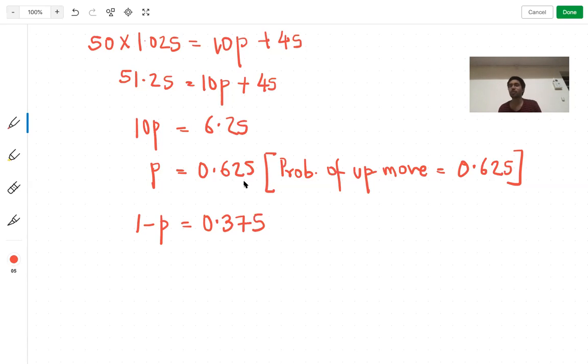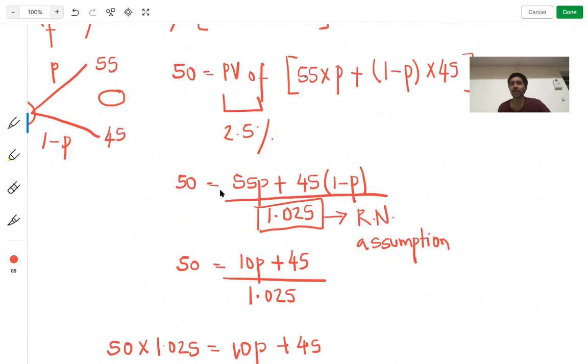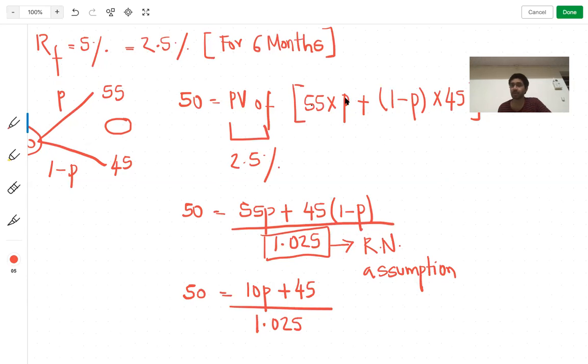These are not the probabilities that risk averse investors have assigned. If you go back and see, what we actually did was we backed out the probability. We did not assign any probability. You and I as risk averse investors have not assigned any probability. We stepped into the shoes of risk neutral investors.